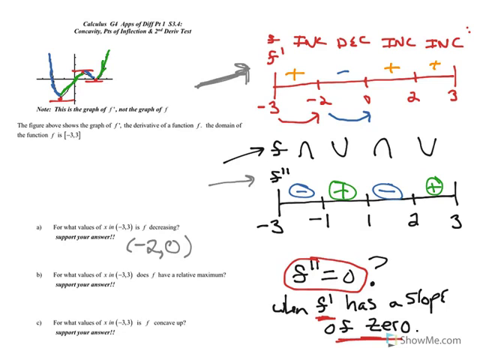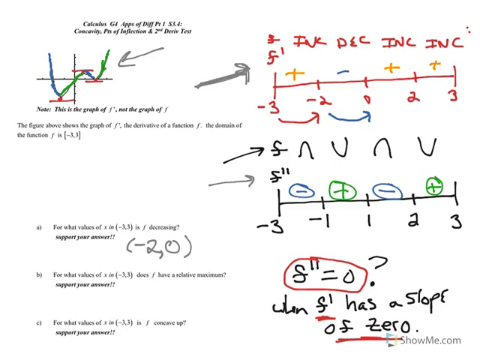Remember, we're talking about f decreasing, not the picture f single prime that you're looking at. We can't even see a picture of f right now. So this is f single prime. That's the picture of f single prime. But f, if we did have a picture of it, we would see that f is decreasing from -2 to 0.